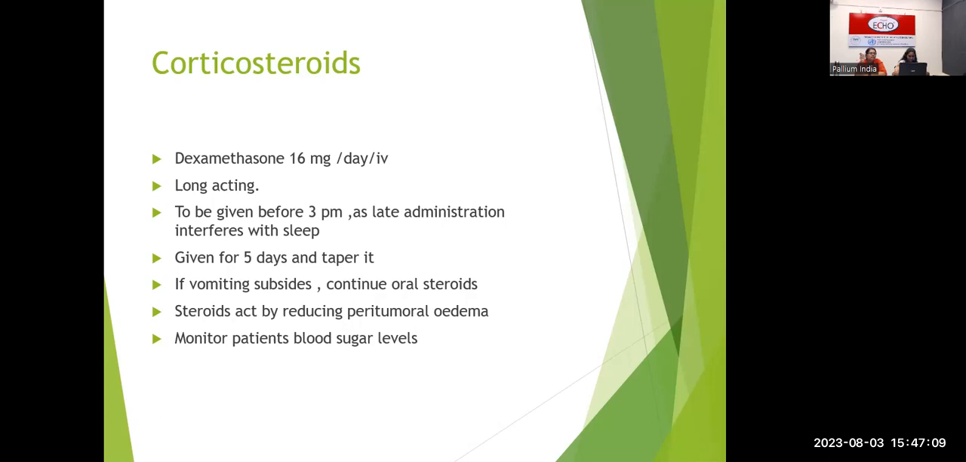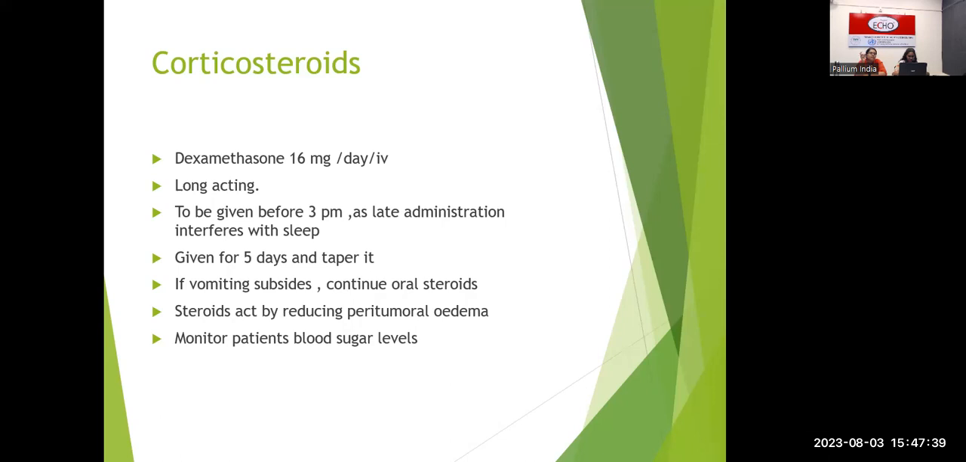Usually it is given for a period of 5 days and tapered as required. If vomiting subsides, change the IV or subcutaneous route into oral steroids. Steroids act by reducing peritumoral edema. This is very important. How do steroids reduce the vomiting? It decreases the tumor edema, thereby creating some space so that the bowel obstruction is relieved. That's how it helps in reducing the vomiting.